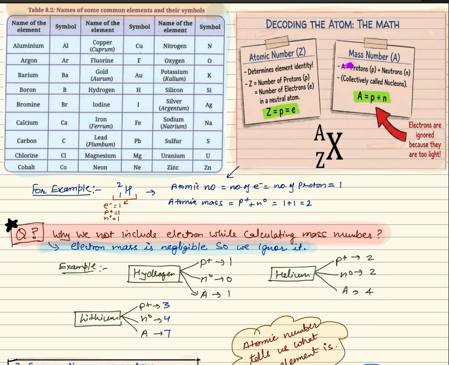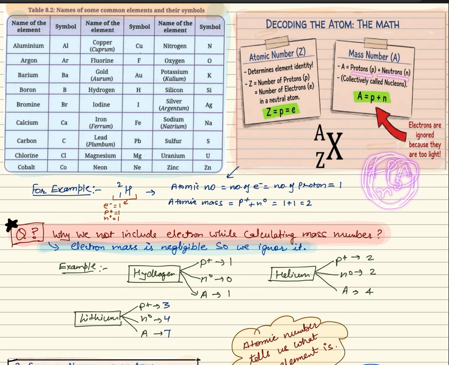Okay, now what is the mass number? Mass number of an atom is the sum of proton and neutron. Proton and neutron are inside the nucleus. So they combined give the maximum mass of the atom. So this is the mass number.